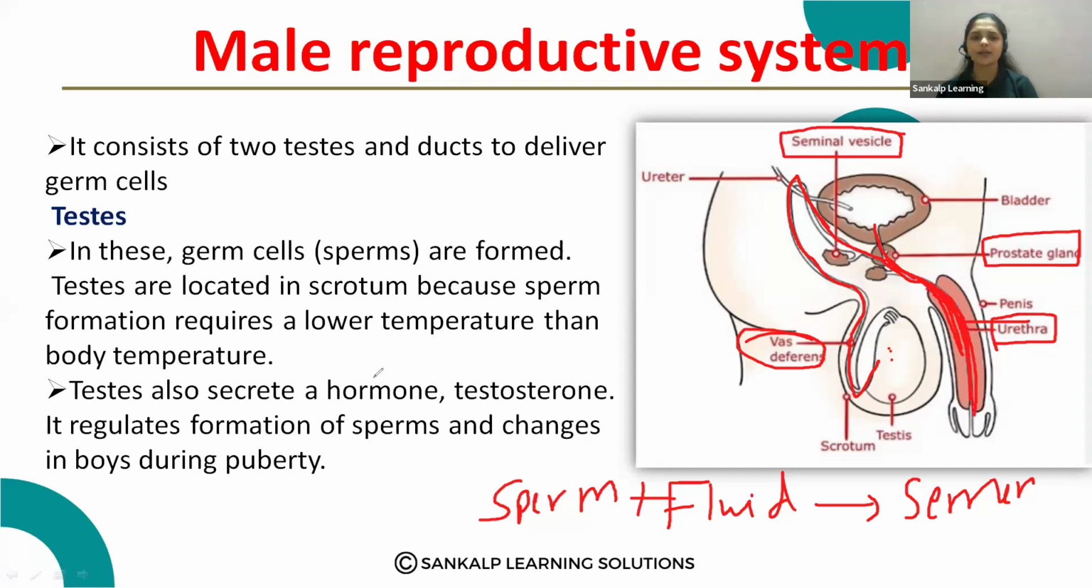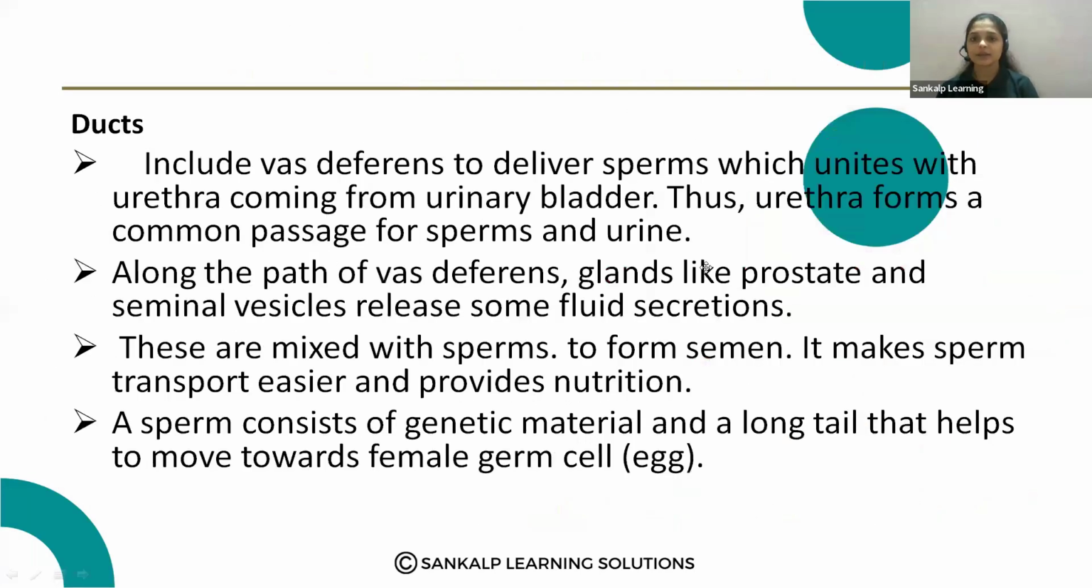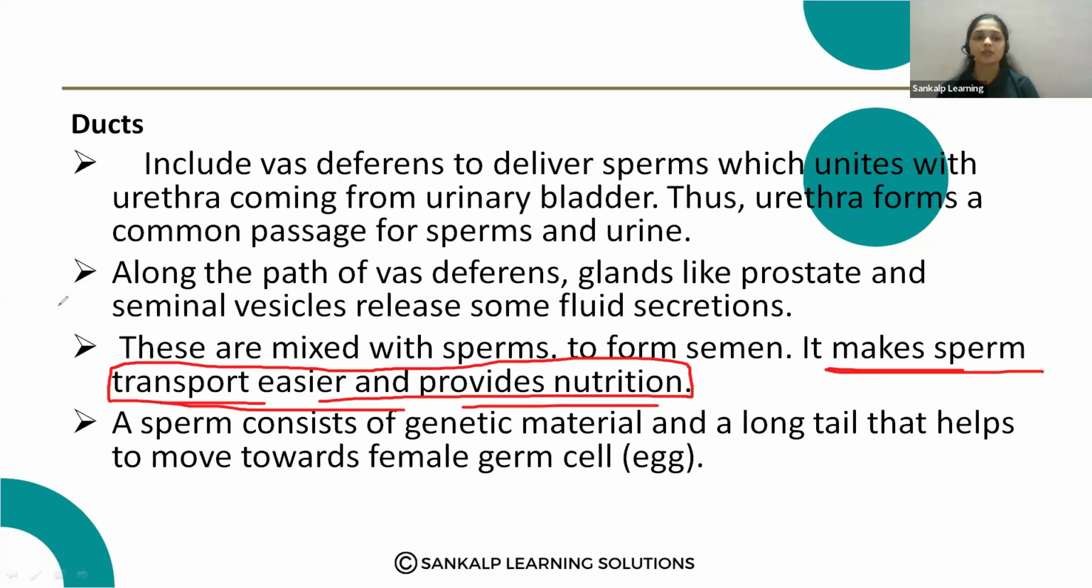Okay. And what is the function of the seminal vesicle and the prostate gland? Yes, they secrete some secretions, right? They secrete some secretion, and that is totally called semen, and it makes the sperm transport easier and provides the nutrition. That is the function of the secretion which is secreted by the glands. It makes the sperm transport easier and provides the nutrition. Okay, so this is about the male reproductive system that we studied in the last class.